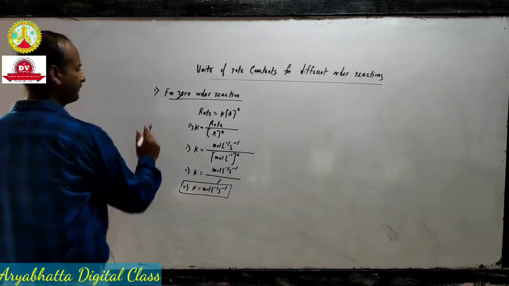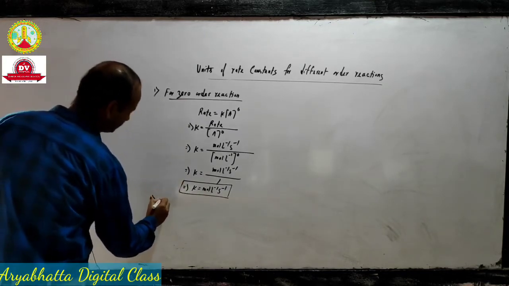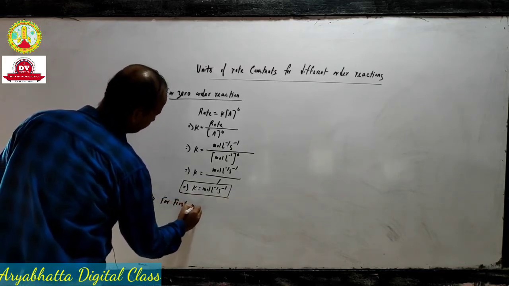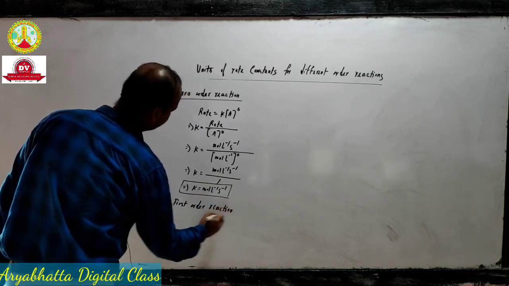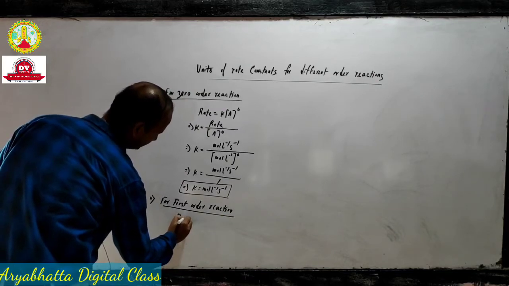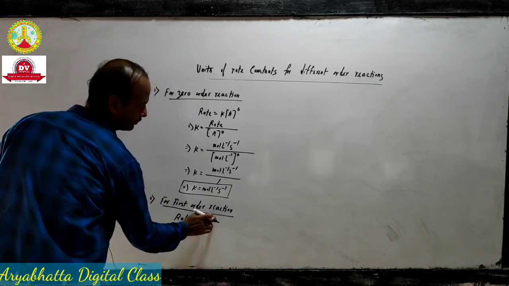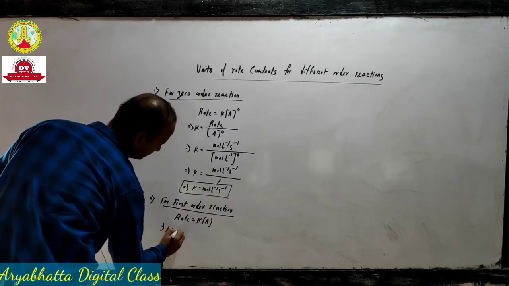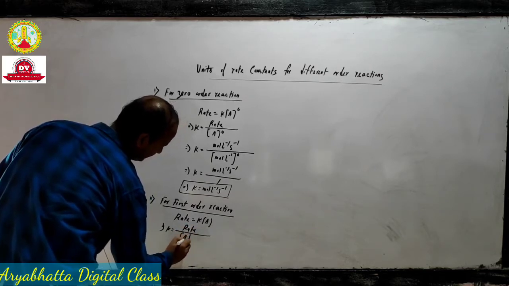Now for first order reaction, look at the unit of the rate constant. What is the unit of rate constant for first order reaction? Rate equals what? Rate equals k A. The order here is 1, because this is a first order reaction. From this, k will be how much? k will be rate by A.